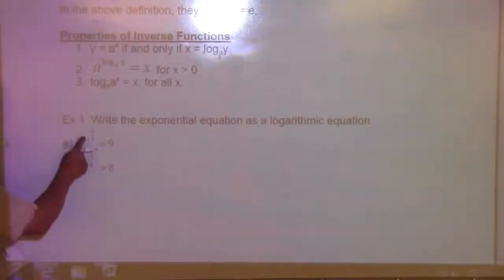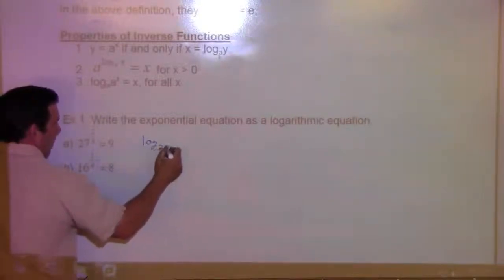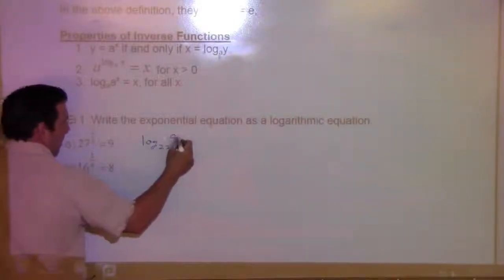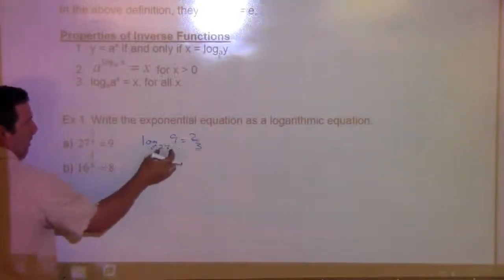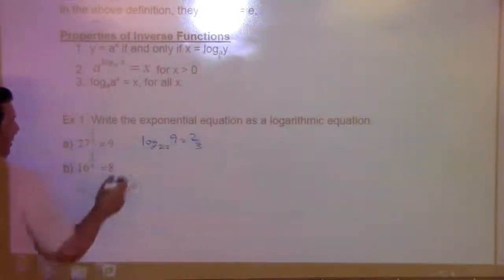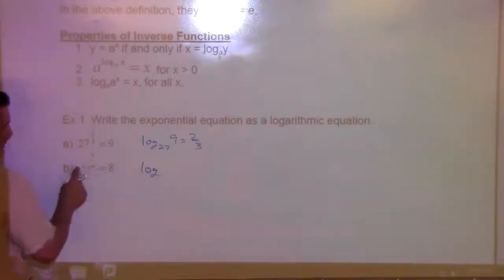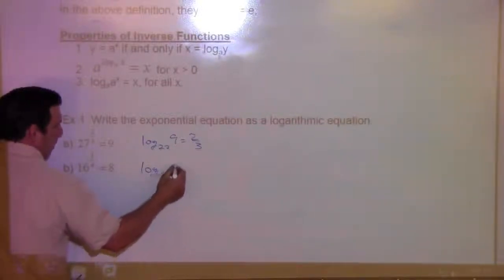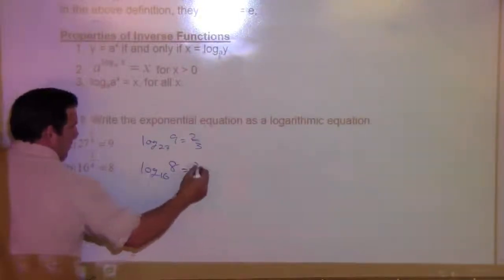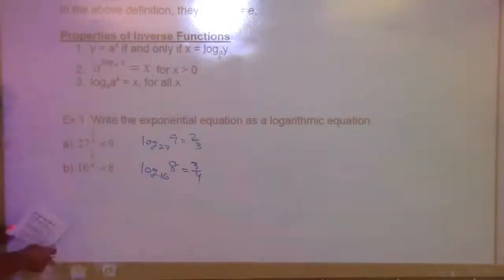Okay, so our base here is 27, so this would be log base 27 of 9 equals 2/3, because we're saying 27 to what power is 9? 27 to the 2/3 is 9. Same thing here. The base in the exponentiation is 16, so log base 16 of 8 gives us 3/4. That's saying 16 to the 3/4 is 8.